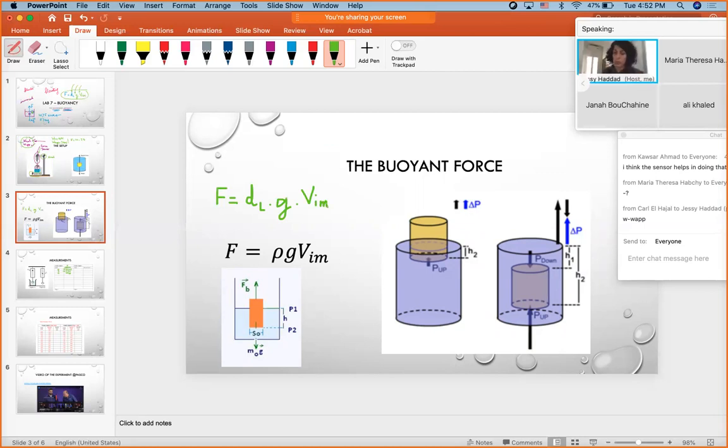Now, question. How do I find the Vm? How do I calculate or measure the Vm? It's up to you. You are in the lab, you are alone, and you are requested to measure V immersed. How do you do it? Give me any method, measure, calculate, anything you want.